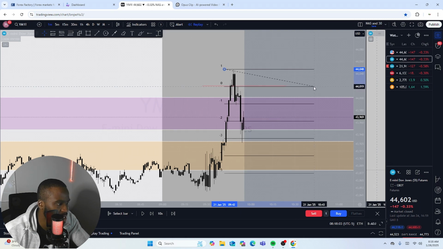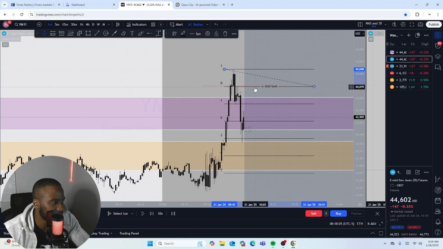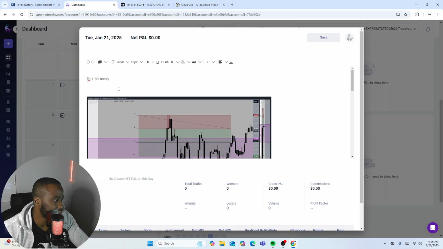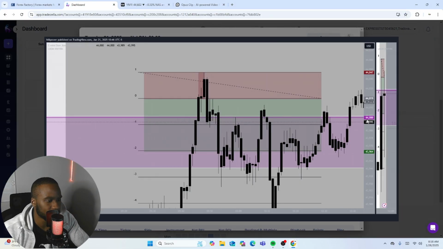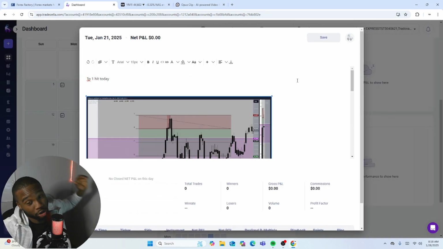So my trade idea, my entry was right here at 419. It pulled back, tapped me in. Boom, TP2 in like no time. So this was the exact trade idea. TP2 happened.